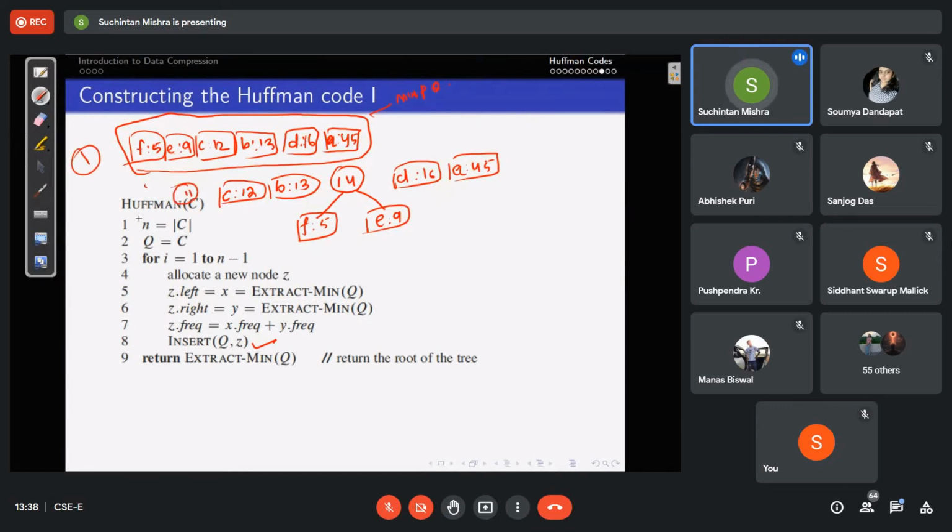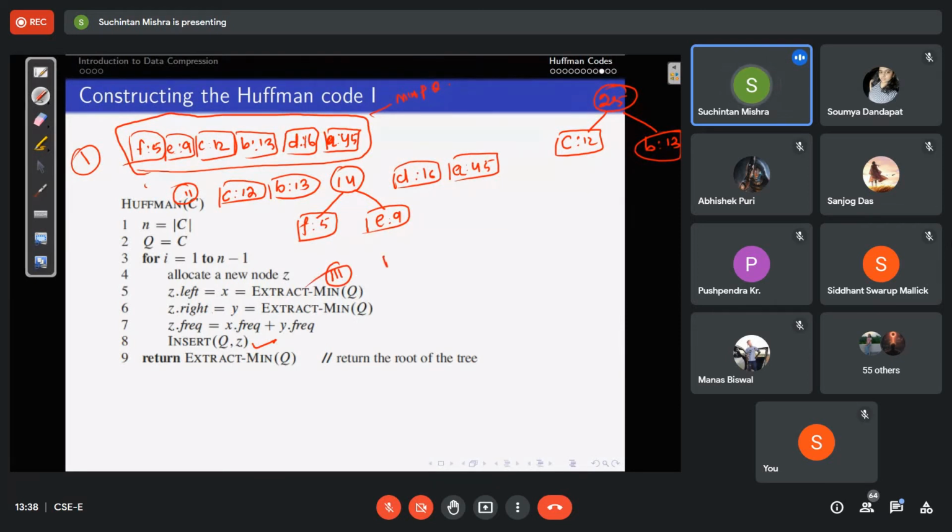This is iteration 2. In iteration 2, again the two least frequency nodes will be added to form a new node. So if these two are added, the new node will be 25. Its left child will be C12. Its right child will be B13. Again, insert it into the queue.